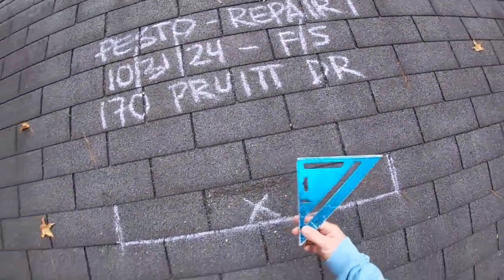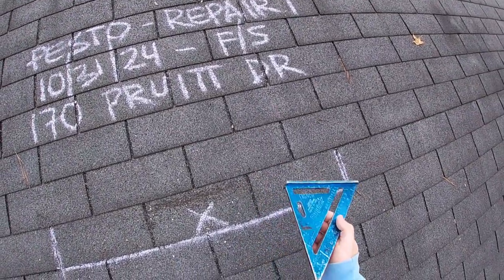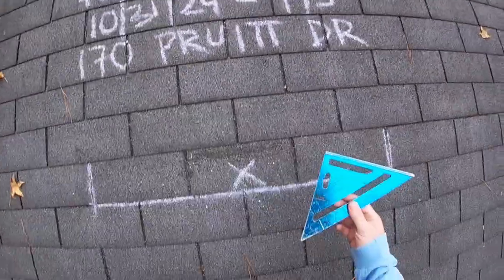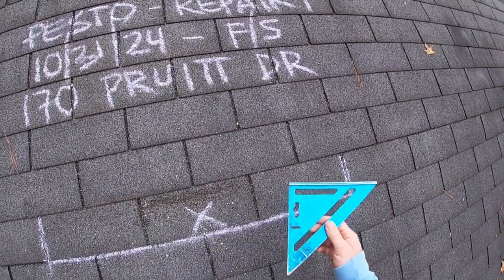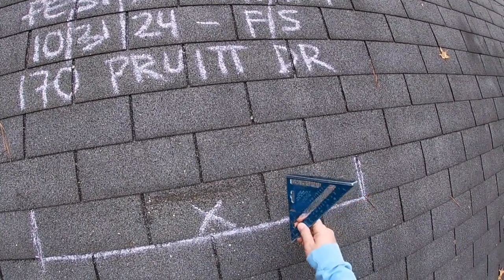Okay, so this is a speed square. We use this in all sorts of applications in construction. One great application we use this for is finding angles. So this is what we call the pivot point. So you would put this there to determine what an angle is.